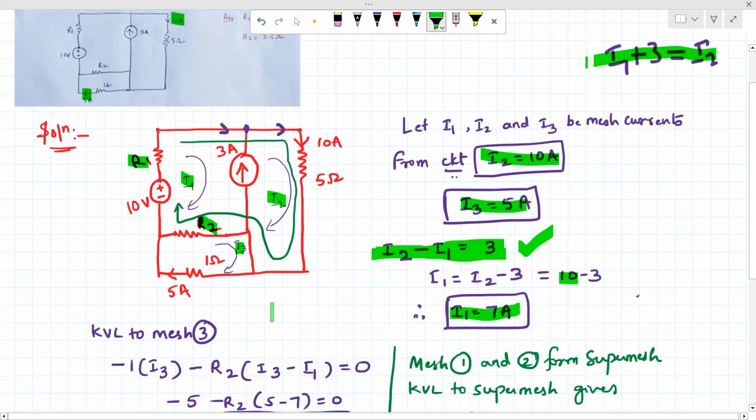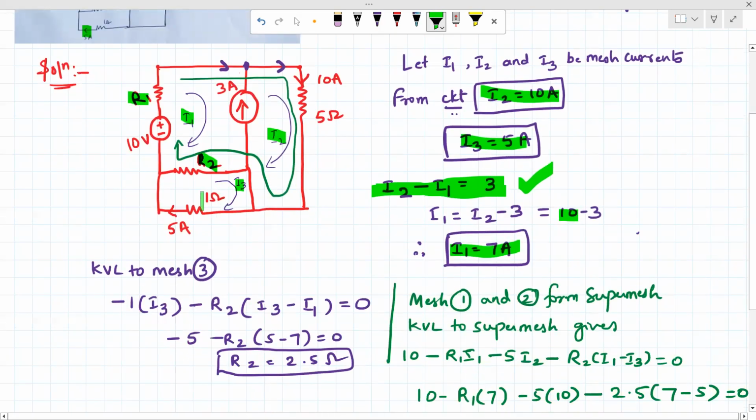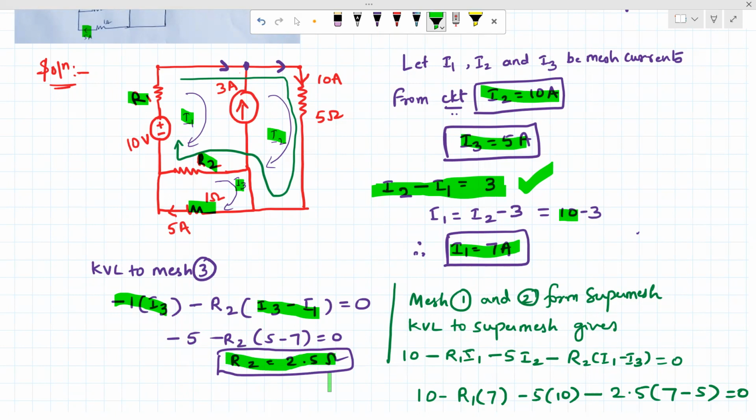Now applying KVL to mesh 3, I get 1 into I3. This is the 1 ohm, so 1 into I3. Now minus R2, we are going in the direction of I3, and the opposite current coming is I1, so it is I3 minus I1 that I have written. I3 we know, that is 5 amps, so substitute the 5 amps. From this equation, we will get the value of R2, which is equal to 2.5 ohms.